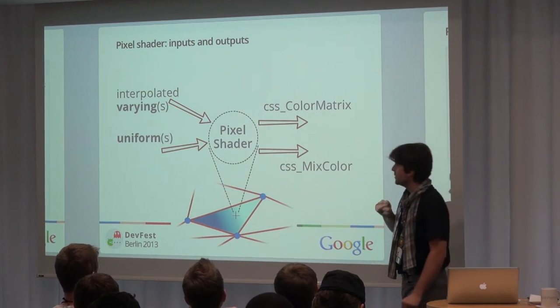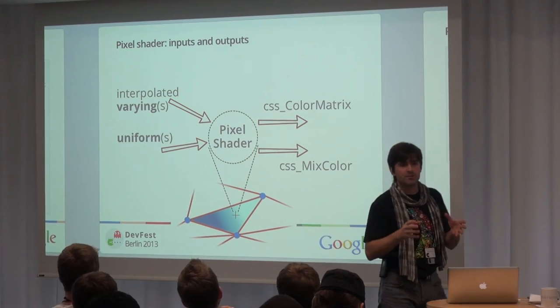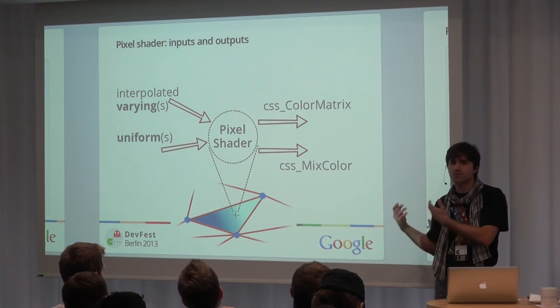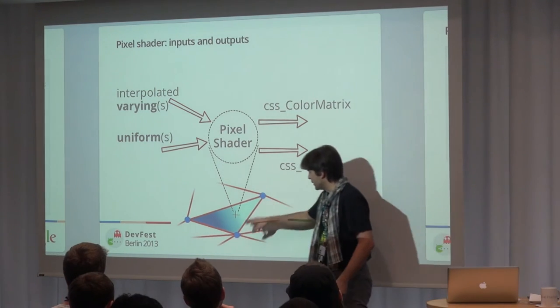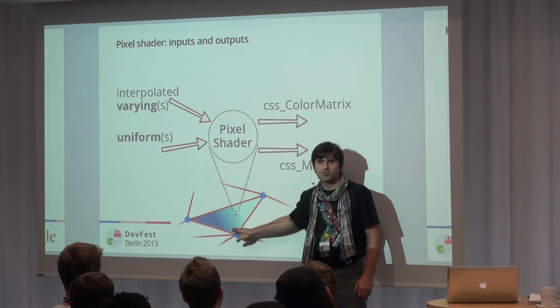So what do you have as inputs? First of all, you have the varyings. Anything that you have defined as a varying in the pixel shader and that you have passed to the vertex shader. Those varyings are interpolated. You calculated them on the vertices here, and the system interpolates them for you.